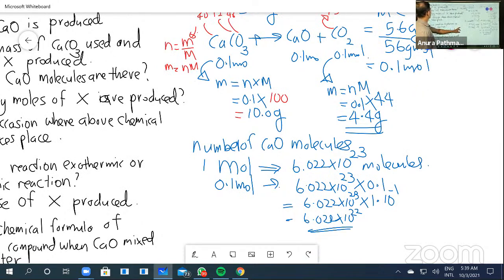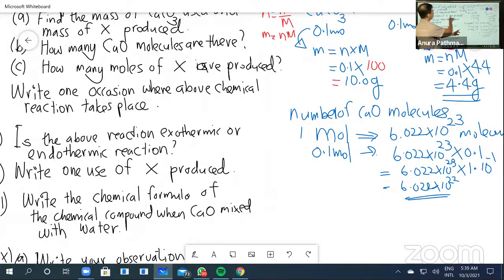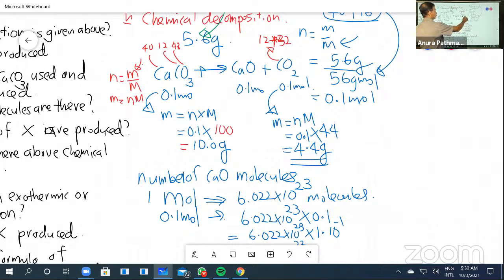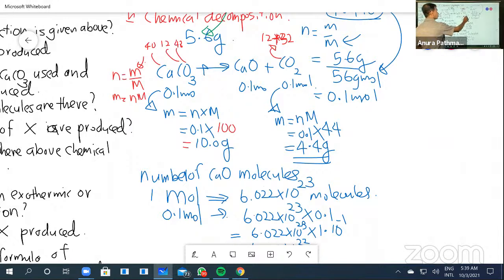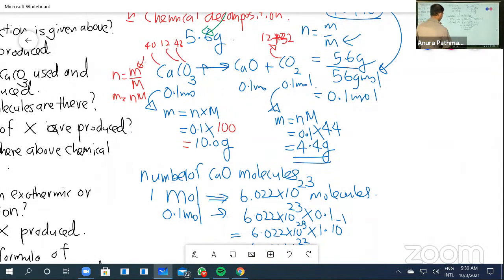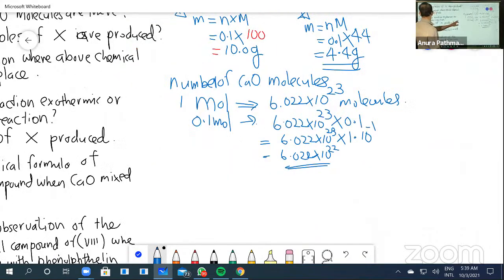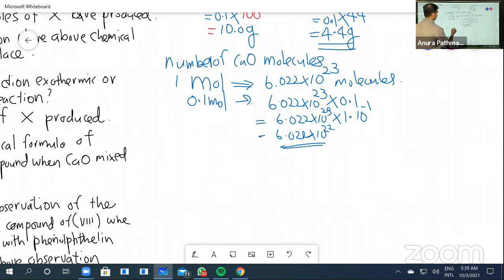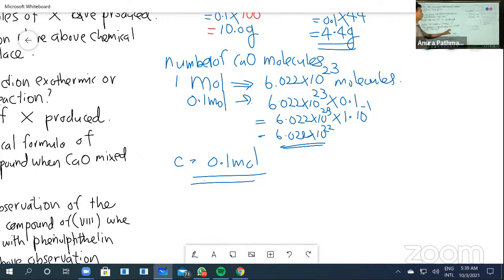How many moles of X are produced? As we already know, the amount of moles that carbon dioxide produces is 0.1 mole. We found it out earlier. The answer for part C is 0.1 mole. Right, 0.1 mole.